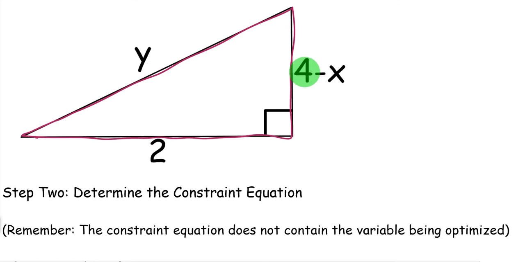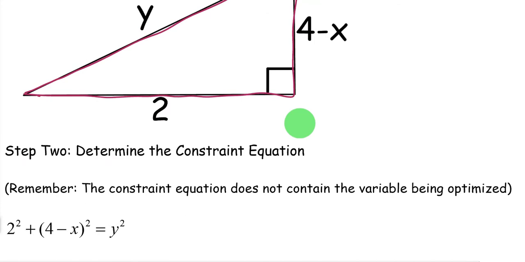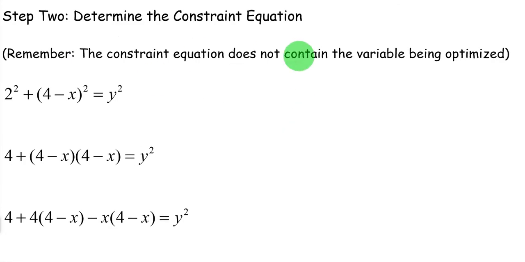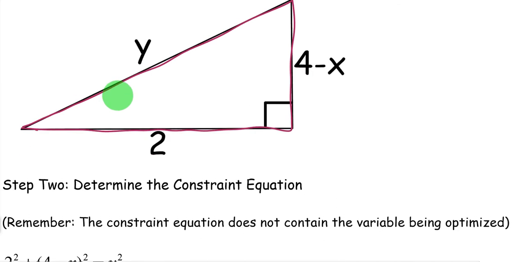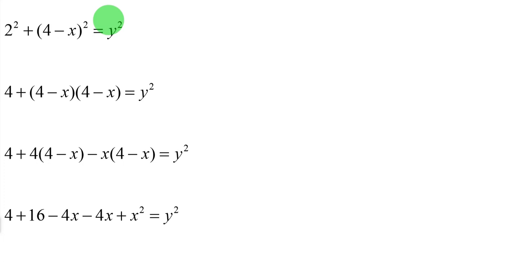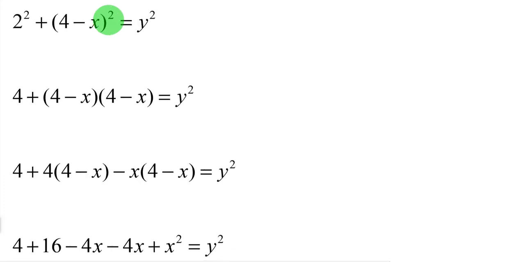Since these two relate to each other in terms of a triangle, remember, use the constraint equation to narrow down your optimization equation. In other words, eliminate one of the variables. So we'll be using this triangle to do that. The constraint equation does not contain the variable being optimized. We will use the Pythagorean theorem: 2 squared plus (4 minus x) squared equals y squared, just like that. So a squared plus b squared equals c squared.